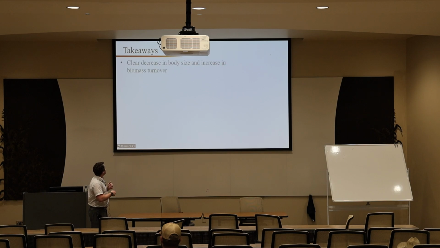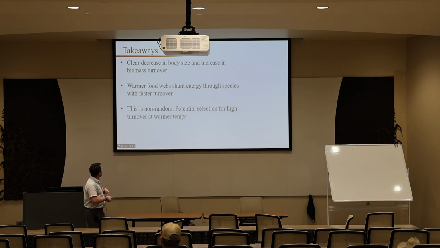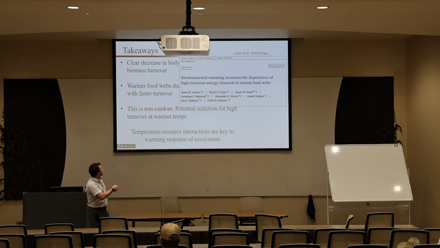And so just to take the main takeaways from this: we're seeing a clear decrease in body size and increase in biomass turnover. These warmer food webs shunt energy through higher turnover species, and this occurs in a non-random fashion. And again, these temperature-resource interactions are really key to understanding the effects of warming on systems. This is something we just published recently in Ecology.